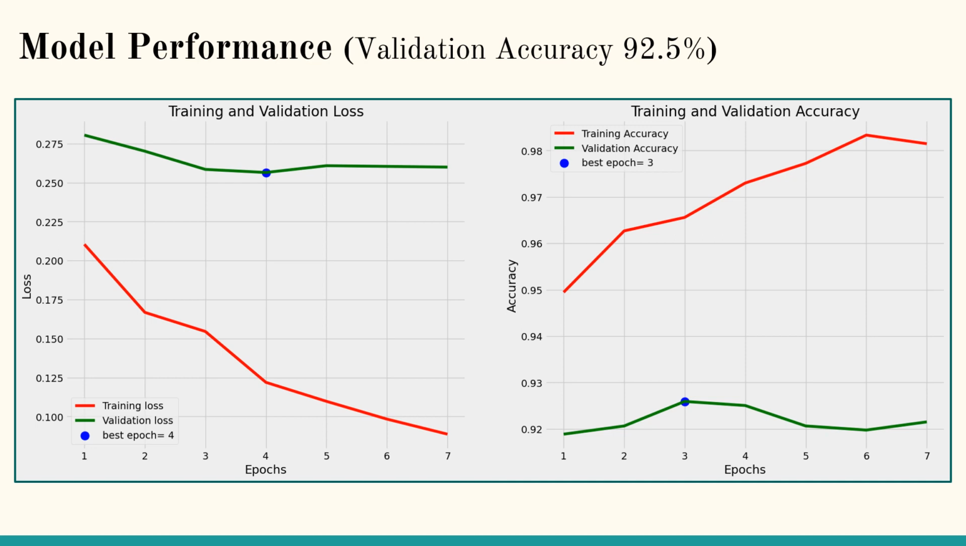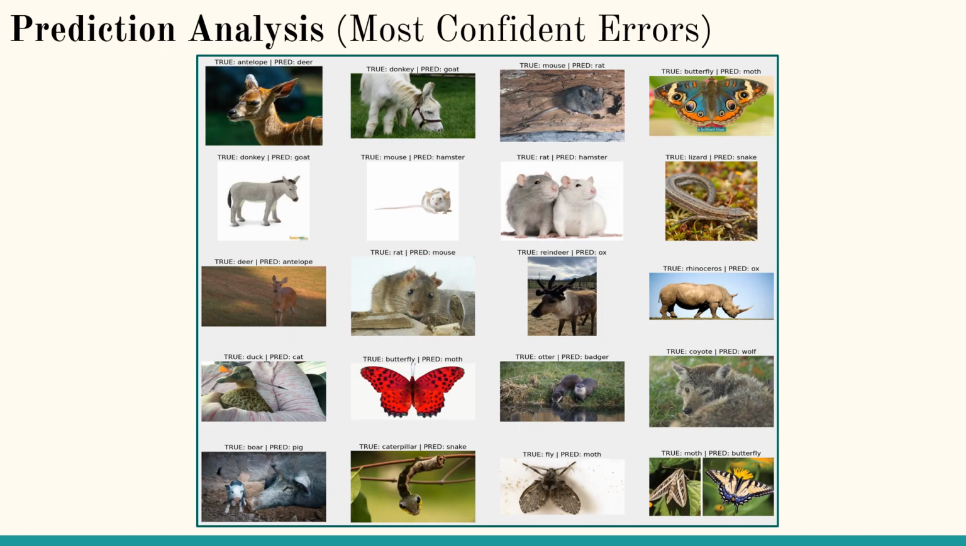But now we wanted to find out where our model is not performing well. So we used two metrics for this. The first one is most confident errors. This basically shows us the comparison of true animal classification versus the predicted classification of our model. And we found out that most of the examples in the samples are animals that have very closely related characteristics. For example, a rat versus a hamster, or a butterfly versus a moth.